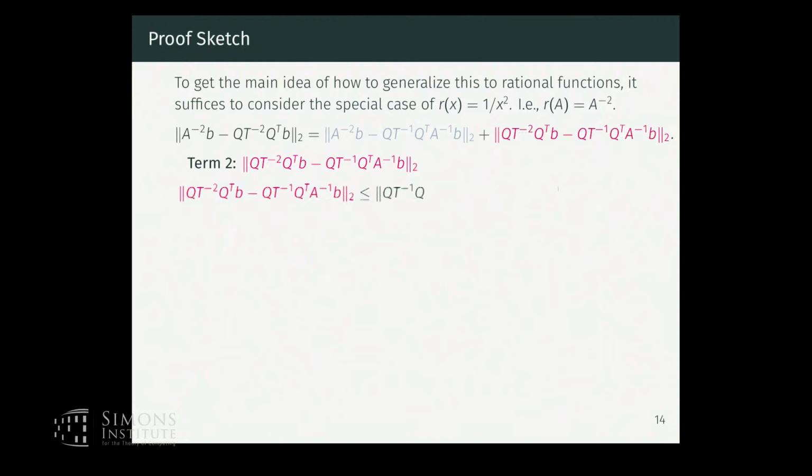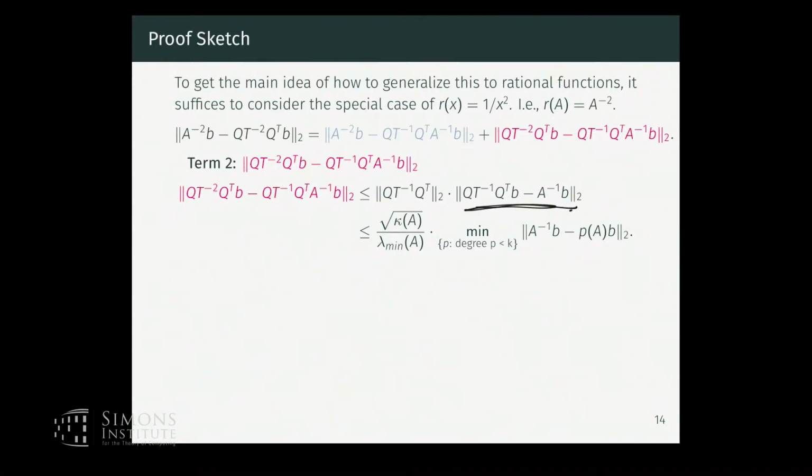The second term is a little bit more funny. First, I can pull out a Q T negative 1 Q. So I do that, and then I have this approximation term here. The spectral norm of Q T negative 1 Q is at most like 1 over lambda min. And then this term here is just the Lanczos approximation to the inverse. So this is at most like square root of kappa times the best approximation to the inverse. But that's not what I wanted. I wanted the best approximation to 1 over x squared, not to the inverse.